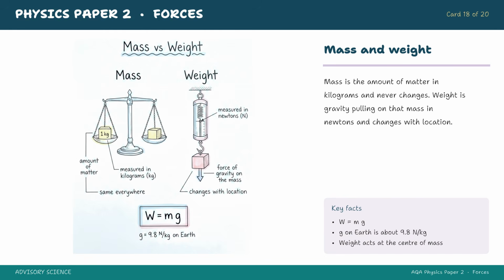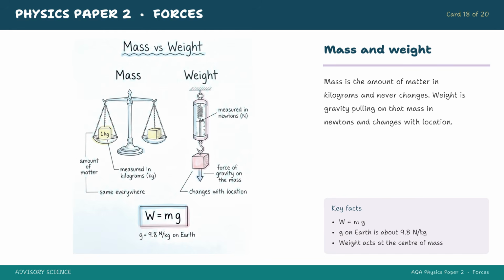Mass and weight are linked by this formula. Weight equals mass times gravitational field strength, W equals m times g. On Earth, gravity is roughly 9.8 newtons per kilogram. Weight acts from a single point called the centre of mass. In the exam, if the question gives mass in grams, divide it by 1,000 to get kilograms before you calculate the weight.